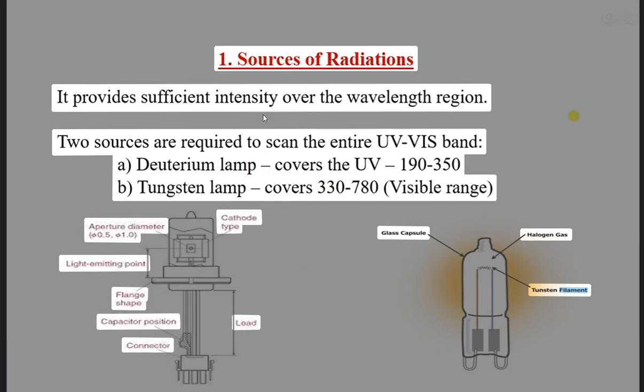Now, sources of radiation. It provides sufficient intensity over the wavelength region. Two sources are required to scan the entire UV-visible span: deuterium lamp and tungsten lamp. The deuterium lamp covers the UV region, 190 to 350 nanometer, and the tungsten lamp covers 330 to 780 nanometer, the visible range. These are the diagrams showing how it works.